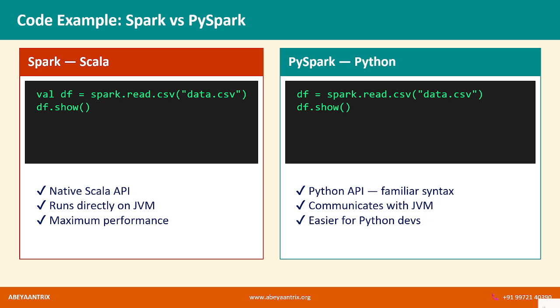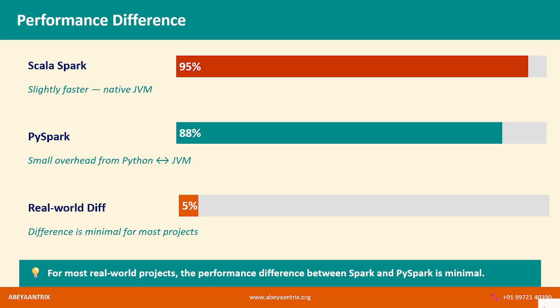The difference is that the code you write in Scala runs directly on the JVM, but the code you write in PySpark communicates with the JVM indirectly. So this is the main difference. When it comes to performance, Scala Spark is at around 95% because it runs in the native JVM. But PySpark is a little bit less, 88%. There is a small overhead from Python, since it accesses the JVM indirectly. So we can consider it around 88%.